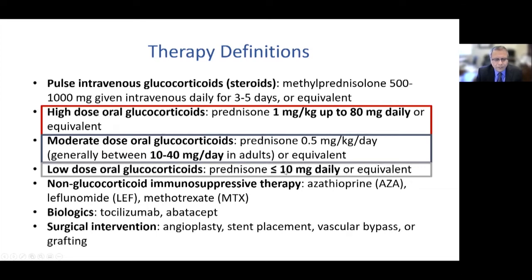The other things we talk about are non-glucocorticoid immunosuppressive or steroid-sparing agents, and these are some of the ones that we were talking about. And biologics, we mainly talk about tocilizumab here, and then surgical intervention, which could be anything such as angioplasty or putting in stents, opening up the blood vessels, or vascular bypass, meaning that we connect the vessels to bypass where it's narrowed and there's no blood flow.